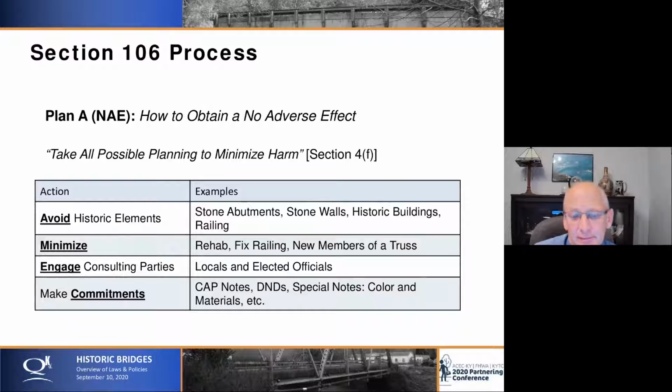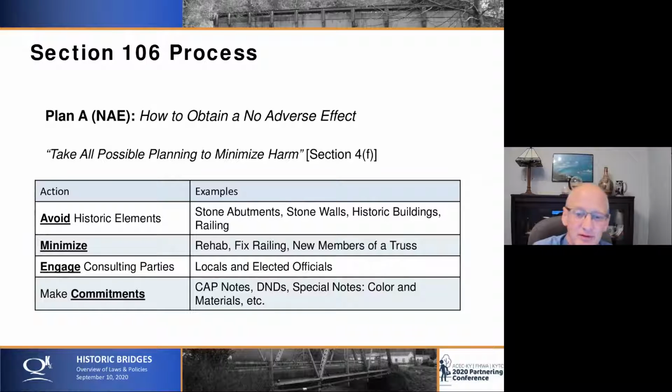And the way we do that planning is usually to try to avoid, for example, if the only historic element is the stone abutment, can we pour concrete behind the abutment, a new abutment? If there are stone walls nearby, can we put the diversion or the new bridge away from the stone walls? Avoid historic buildings, or if there's a railing, can we keep that railing? Or if we can't, can we minimize down to the point where there's no adverse effect, just rehab things or fix the railing, provide new members of a trust.